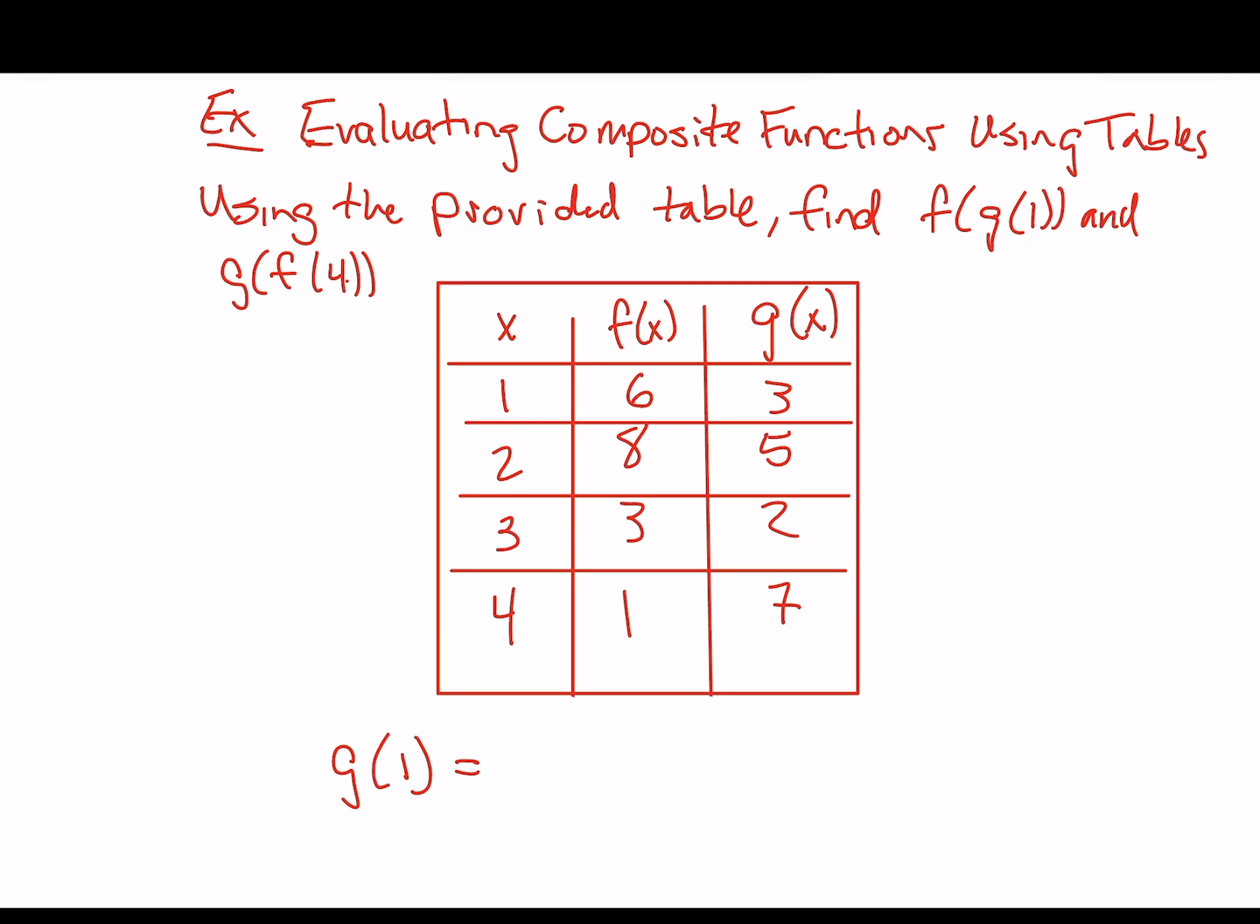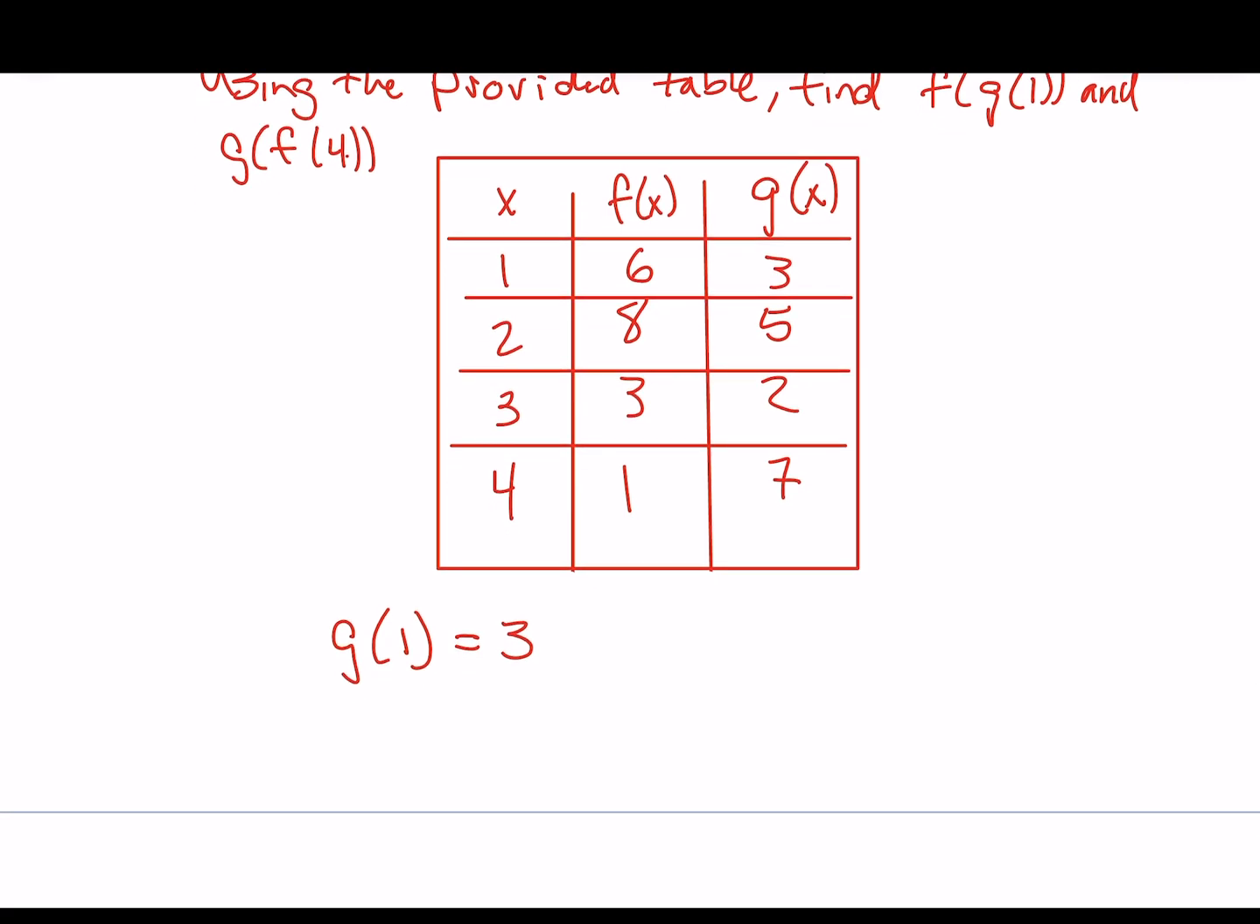Well, we look in our table. When x is 1, g of x is 3. So g of 1 is equal to 3. And then if we want to find f of g of 1, well, that's just f of 3. So f evaluated at 3. So when x is equal to 3, what is f? Well, f is also 3. So f of 3 is equal to 3. So f of g of 1 is equal to 3.